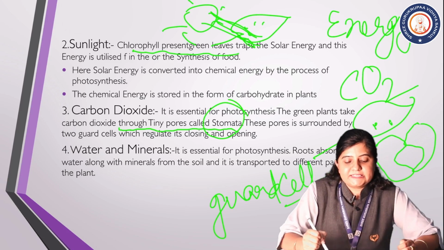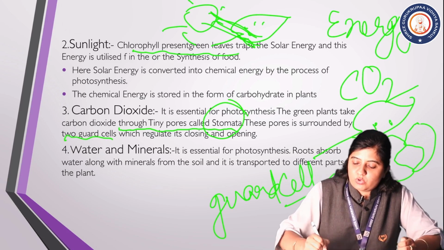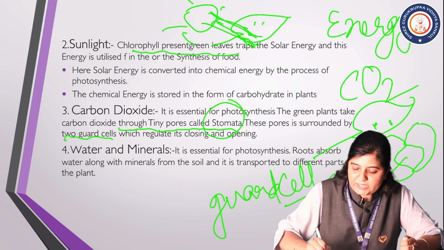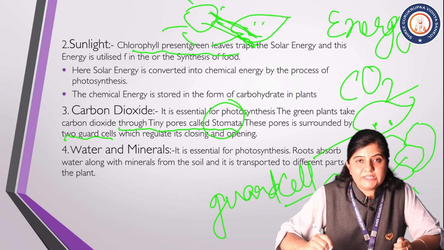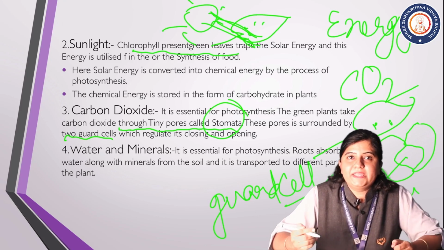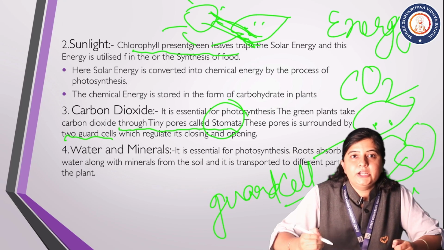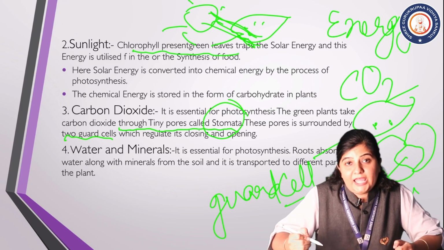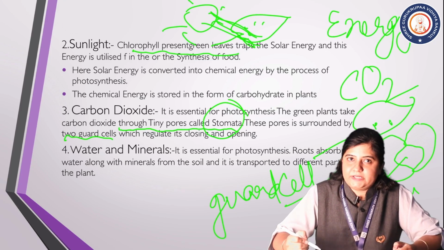These pores are surrounded by the guard cells. There are two guard cells which surround the stomata. Here the stomata is closed and here the stomata is open. So this way these guard cells regulate the opening and closing of the pores, known as stomata, for carbon dioxide. And where are these stomata present? These are present in the leaves.